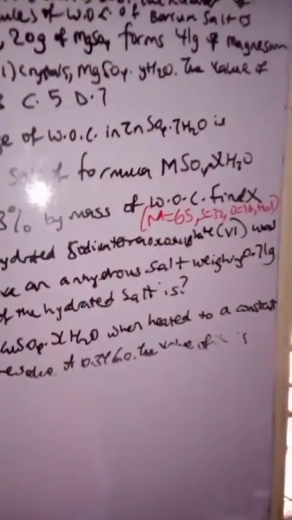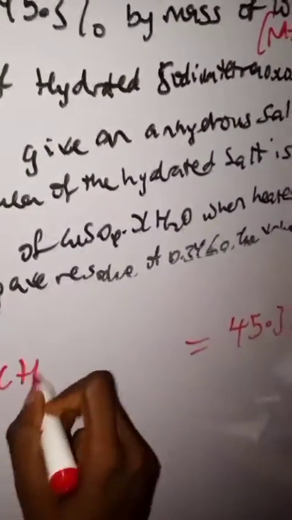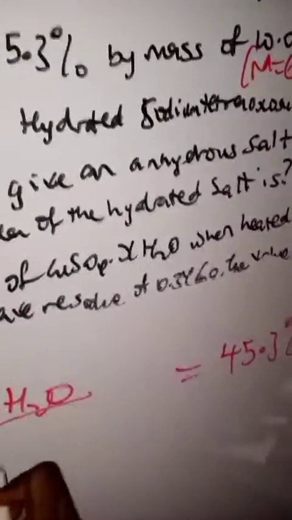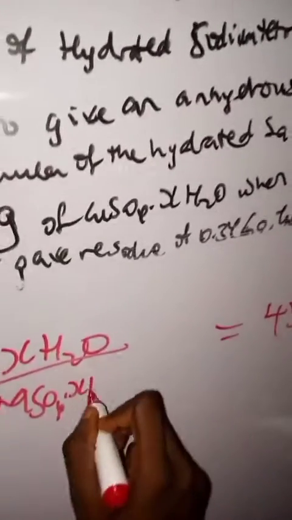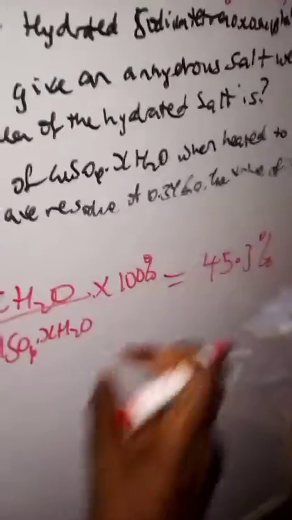Then this question: a hydrated salt of formula MSO4.XH2O contains 45.3% by mass of water of crystallization. So they've solved the water of crystallization to be 45.3%. So we have XH2O over MSO4.XH2O times 100%, and it gave us 45.3. So how do we go about it? We are just to find x.